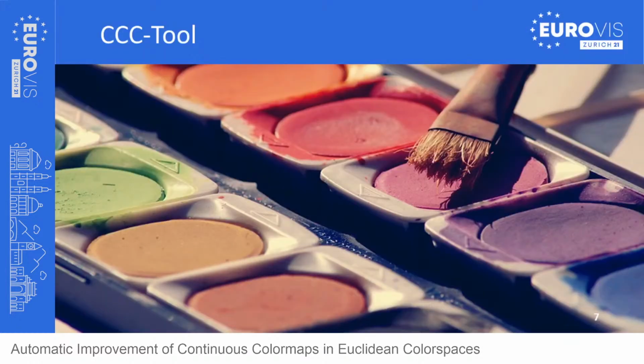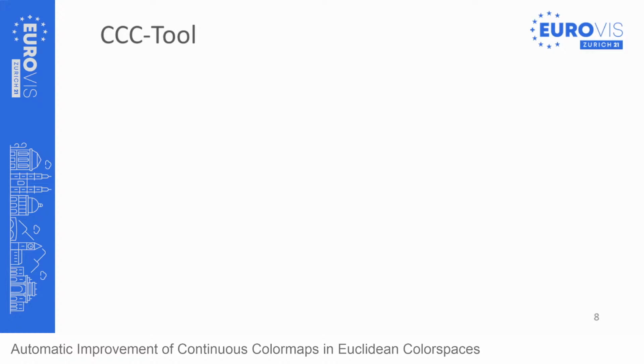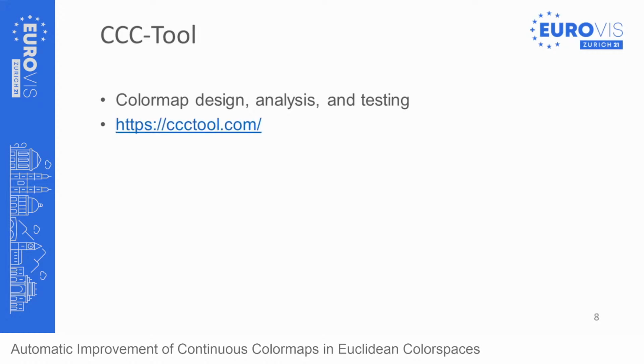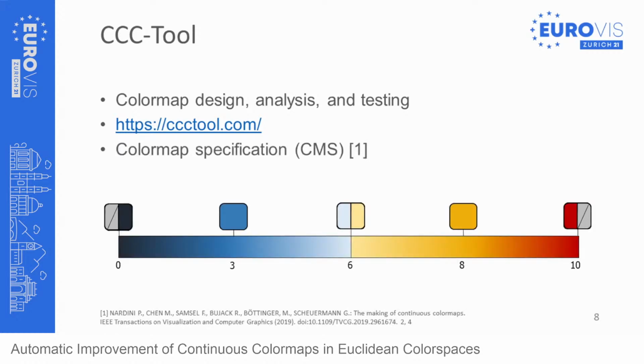We provide the following implementations of all mentioned design rules in the open source project CCC tool. The CCC tool is an online tool for color map design, analysis and testing. The tool is available under ccctool.com. It uses its own color map specification, short CMS, to build its color maps.